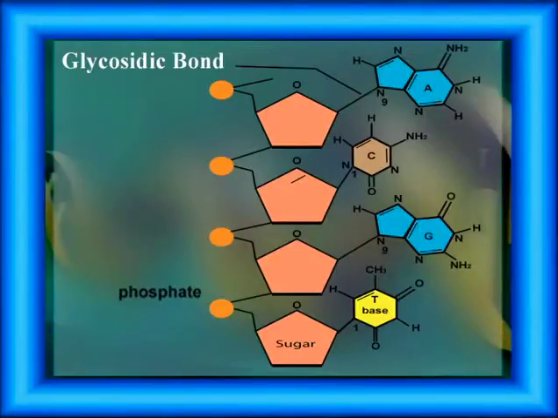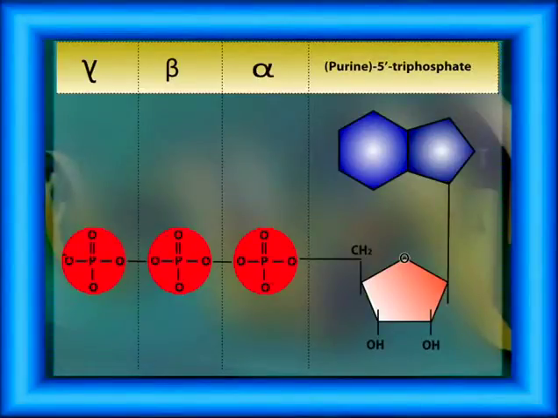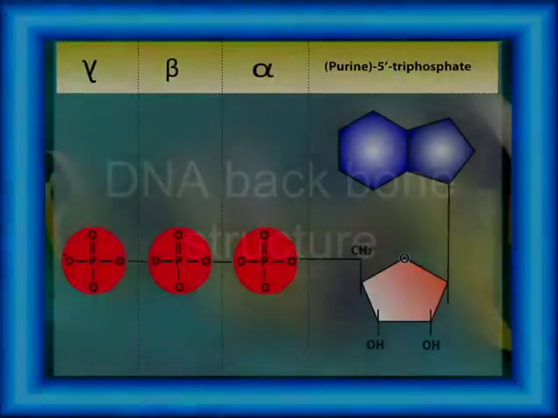The nitrogenous base is linked to position 1 on the pentose ring by a glycosidic bond from nitrogen 1 of pyrimidines or nitrogen 9 of purines. The third component, phosphoric acid, has 3 reactive hydroxyl groups, of which 2 are involved in forming the sugar phosphate backbone of DNA.